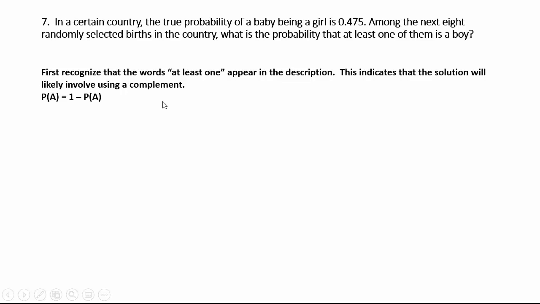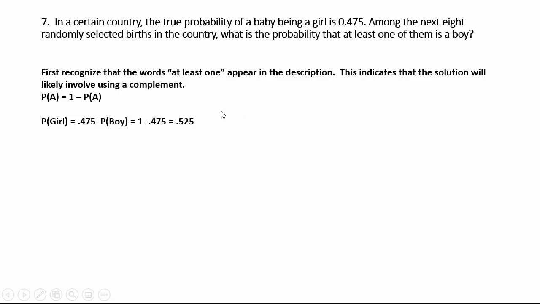All right, so the probability of a girl, which is given, is 0.475. The probability of a boy is 1 minus 0.475, or 0.525. Okay. What we want to find is, of course, the probability that at least one is a boy.